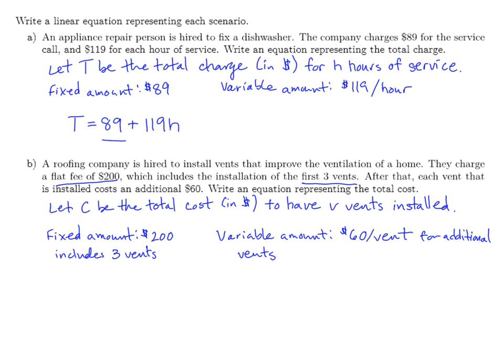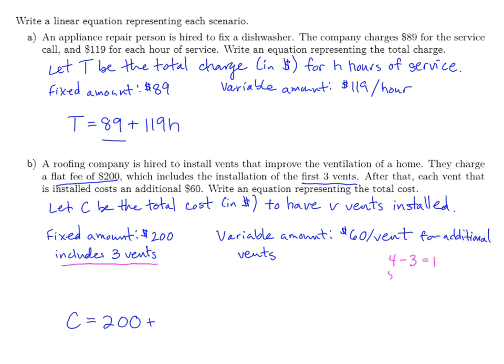So let's get started. We know that C is going to be 200 plus something. And now we can't just take 60 times V. And let's think about why. If we took 60 times V, then if we had 4 vents installed, we'd be charged 60 for each of those 4 vents, but the first 3 should be included. So if we think numerically for a moment, if we have 4 vents installed, we're going to need to only pay for one of those. So we would take 4 minus 3 and get 1 to figure out that we need to be charged 60 for that additional 1 vent.